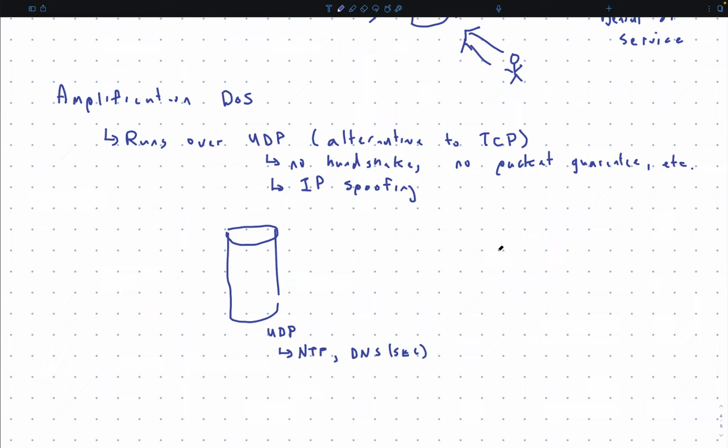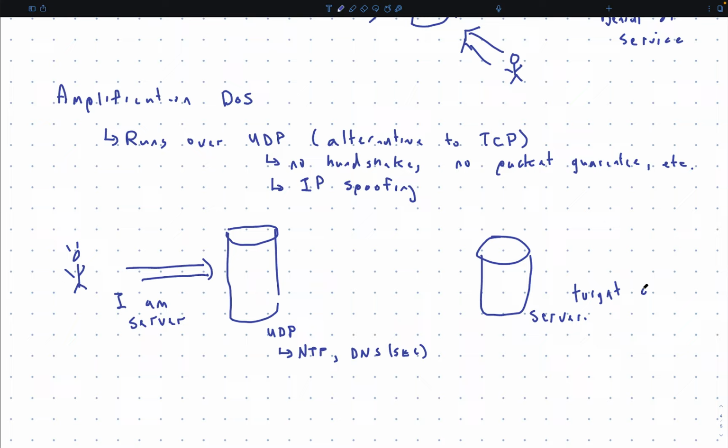Okay, so what you do is you basically go to the server and say, I am server, meaning we have two servers, so it's kind of confusing, but let's call this the server. So this is the target of the attack. So you basically say, hi, I'm the target of the attack. I'm attacking Google. Hi, I'm Google. What time is it? Okay. Then the UDP server will send the time to Google. Okay. So that in and of itself isn't that much different than if I could just send stuff.